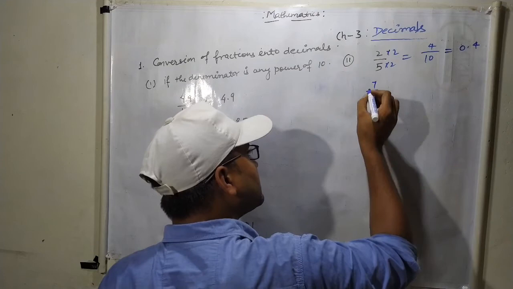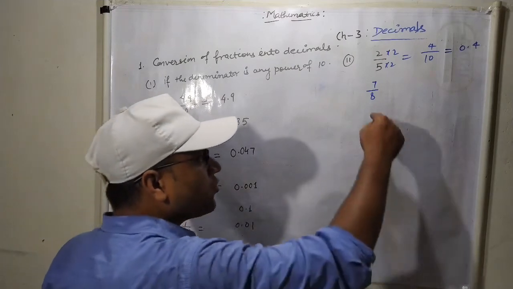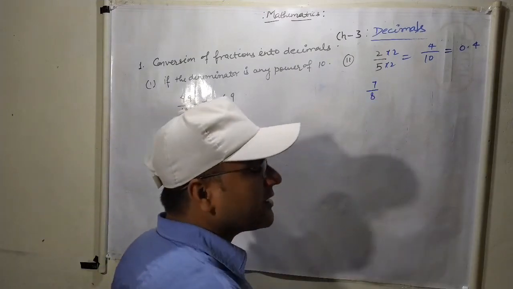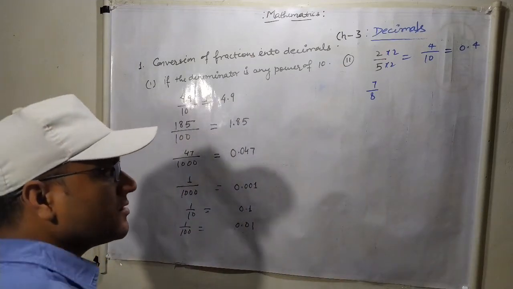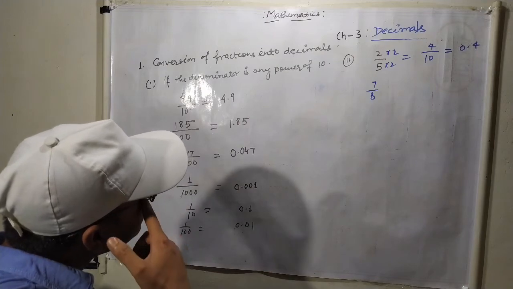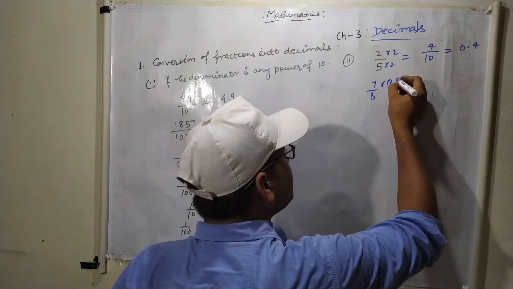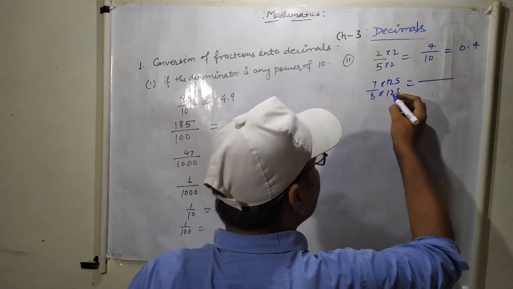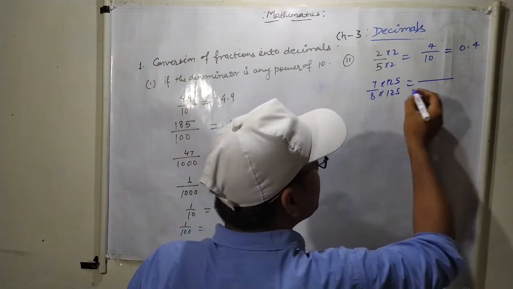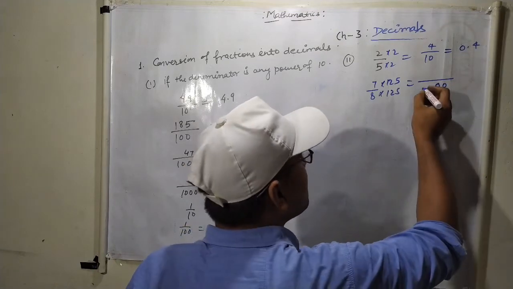7 upon 8. So our aim is to change this 7 upon 8 into a decimal number. By which quantity will you multiply this 8 to get 10, 100, 1000, or 10,000? So I think you will multiply 8 with 125. 125 8s are 8 5s are 40, 8 2s are 16, 4 carry 22, 8 1s are 1000.